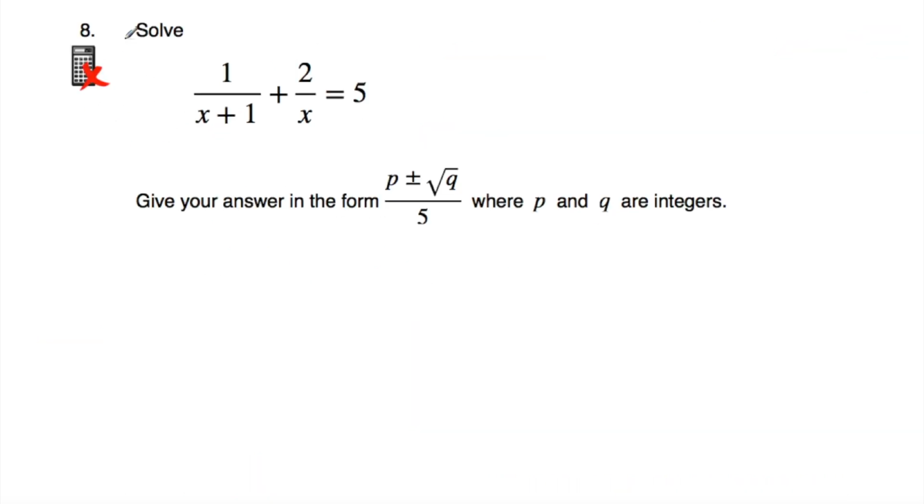Okay, let's have a look at our next question, question number 8. So question number 8 says to solve 1 over x plus 1 plus 2 over x equals 5. And we need to give our answer in the form of p plus or minus the square root of q over 5, where p and q are integers.